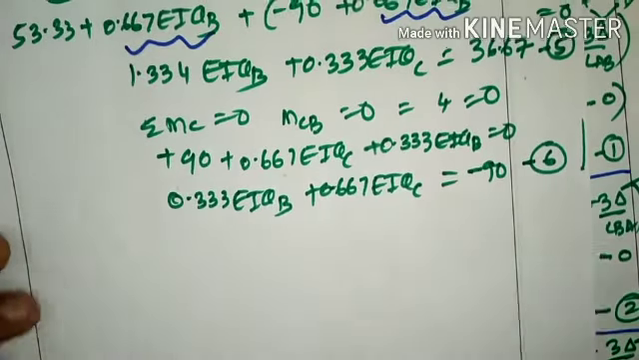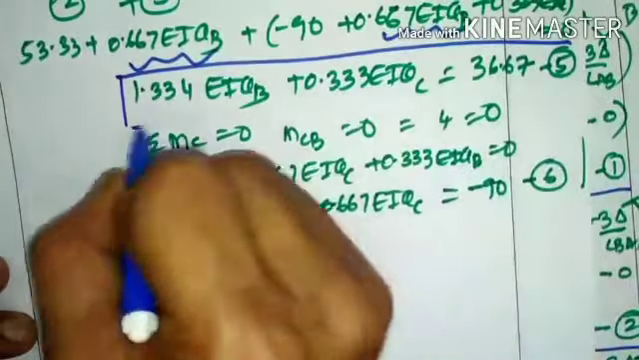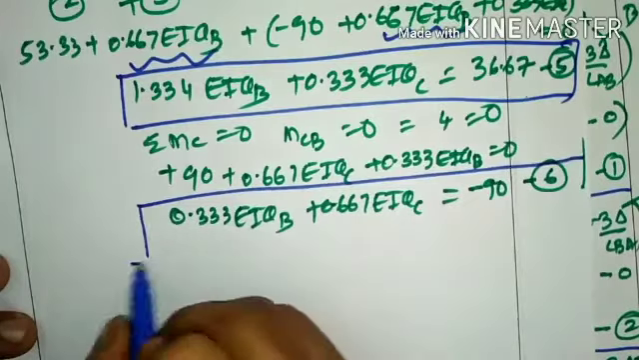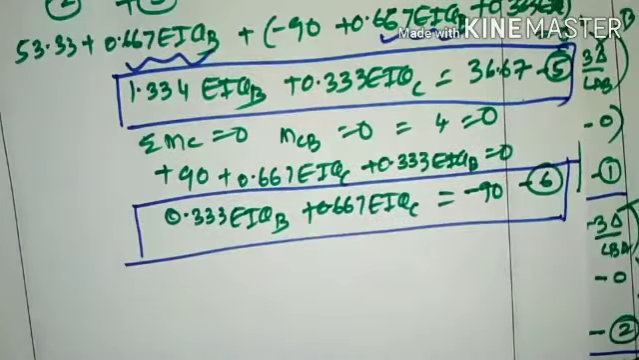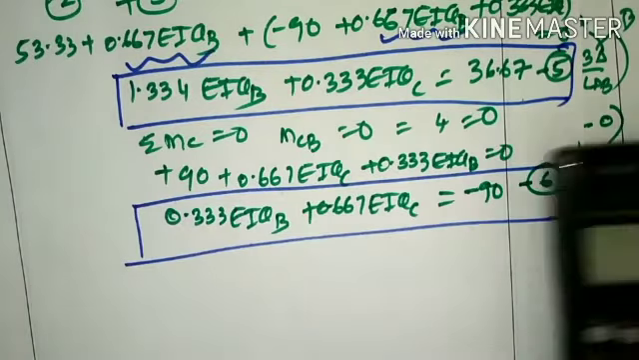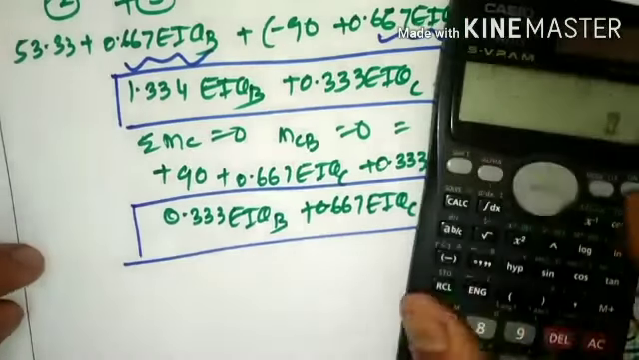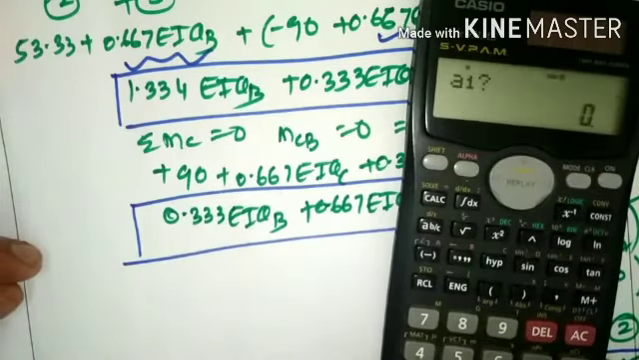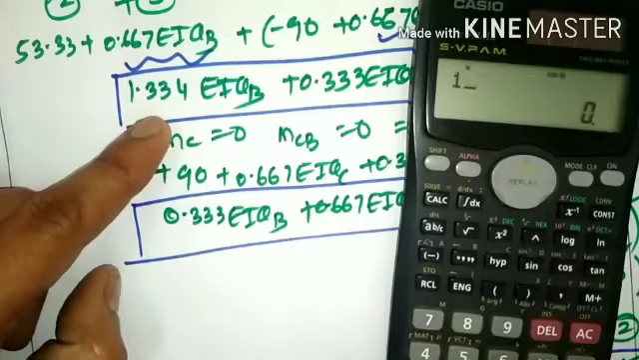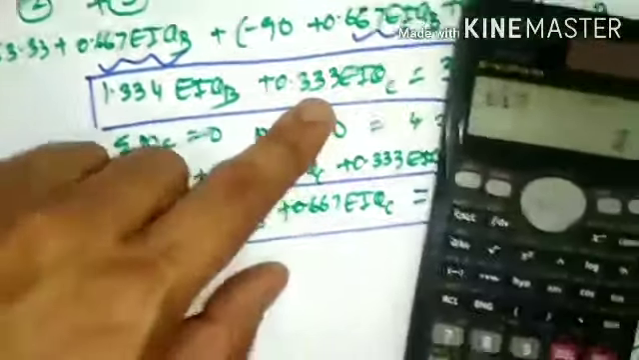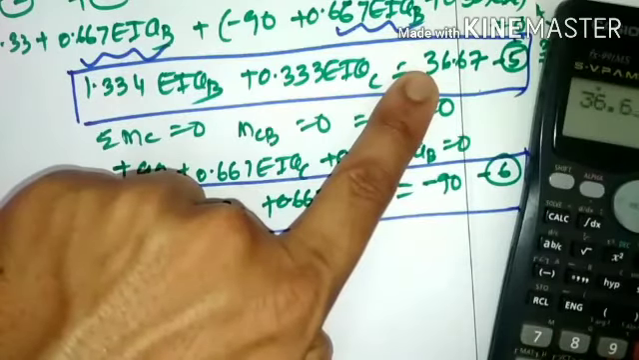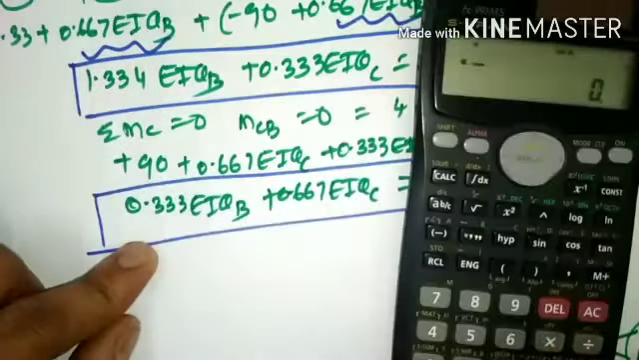What plays a critical role here is equation number 5, wherein theta B and theta C are unknown, and equation number 6, wherein theta B and theta C are unknown again. Now it becomes our duty to find the values of theta B and theta C. Since there are two unknowns, to make use of the calculator, go to mode, equation, two unknowns. Enter the coefficient of theta B, 1.334. Next the coefficient of theta C, 0.333. Next the constant term, that is 36.67. Next is 0.333.